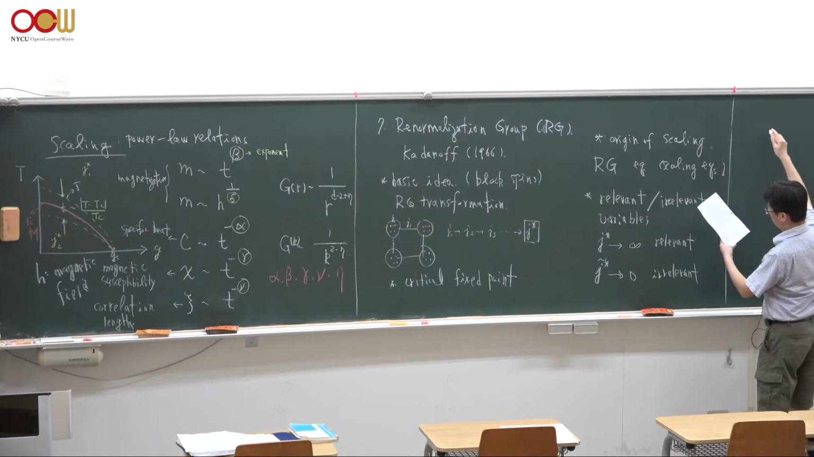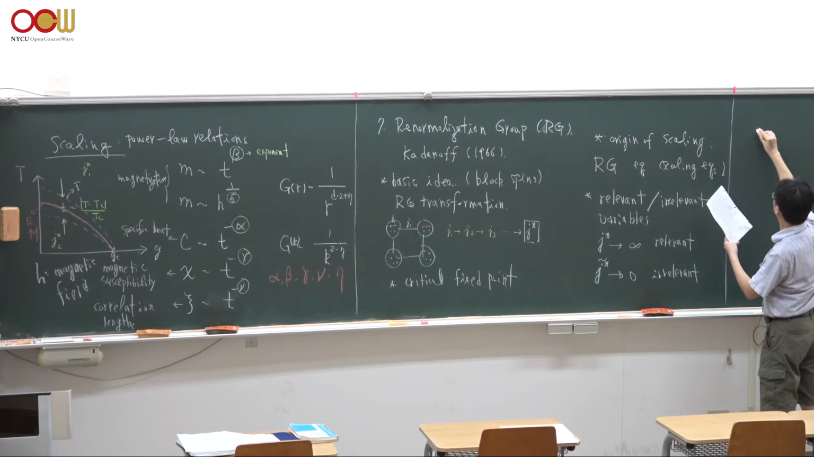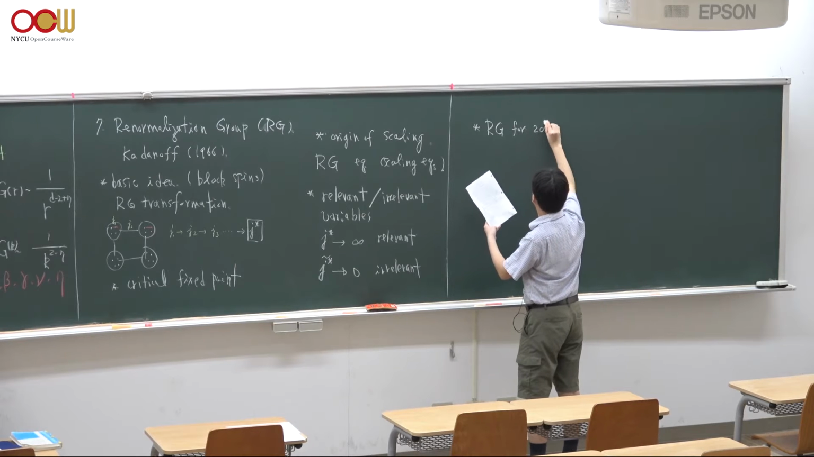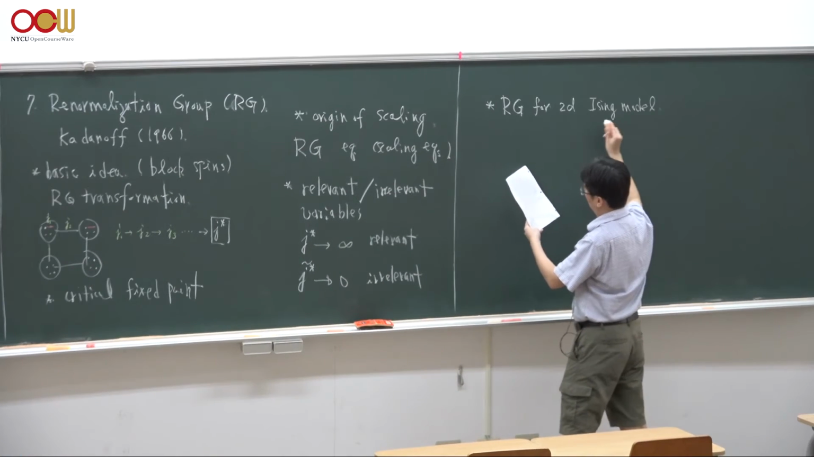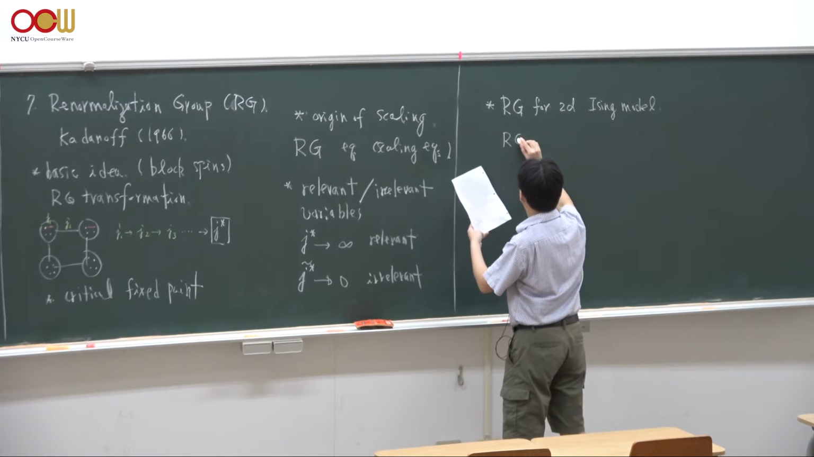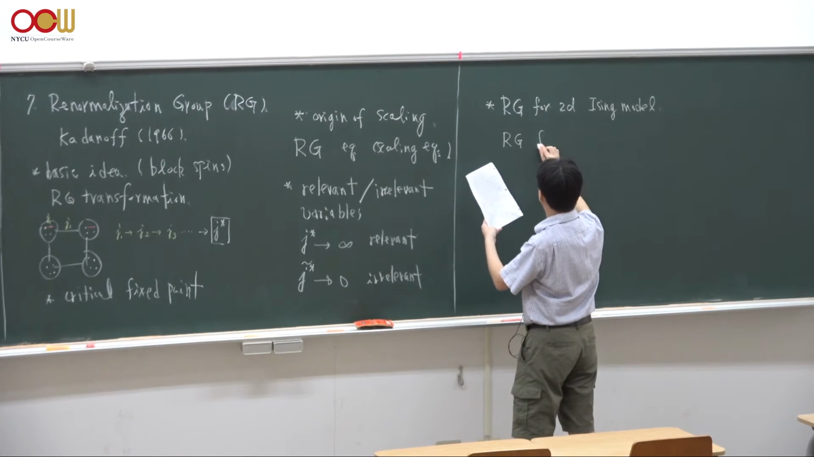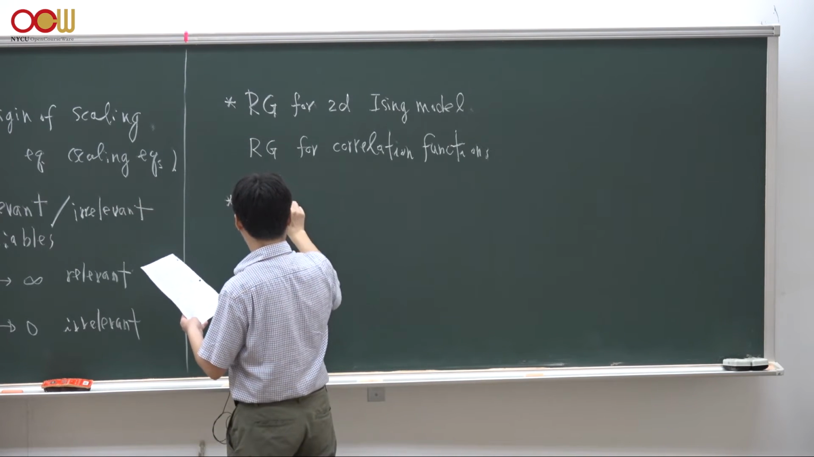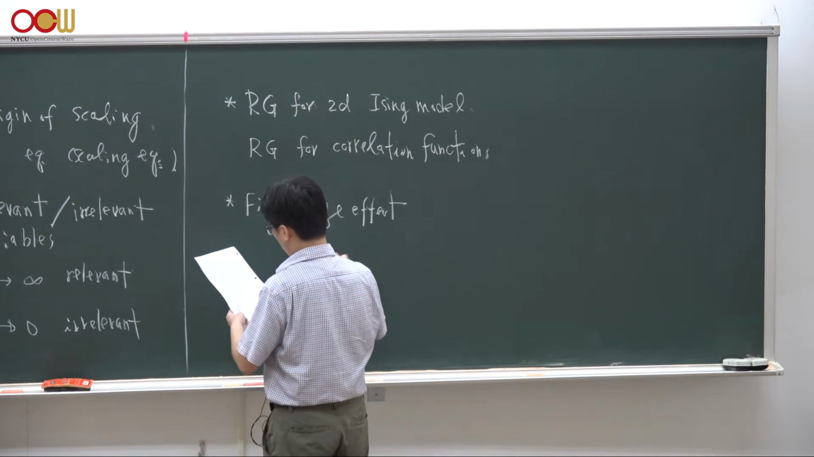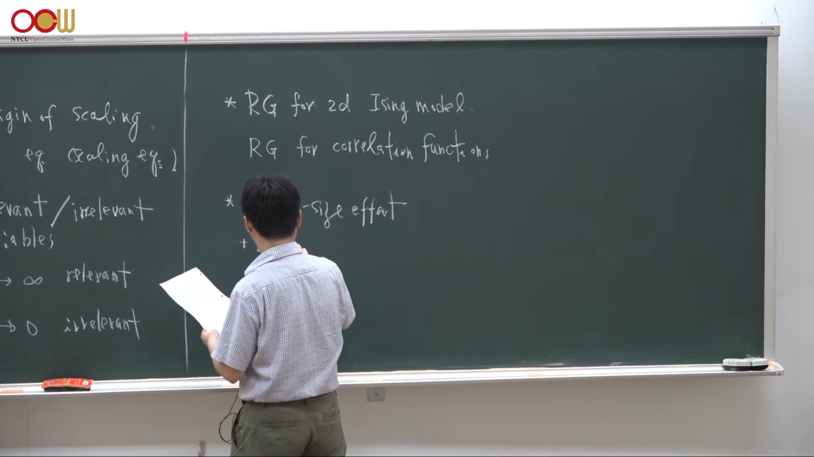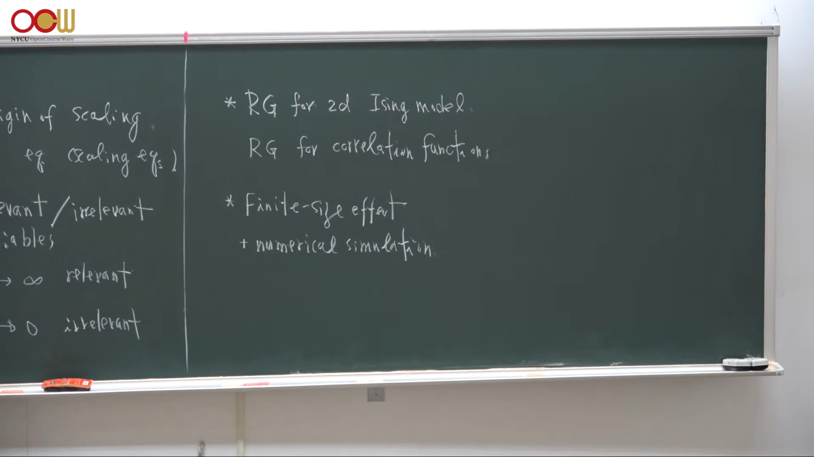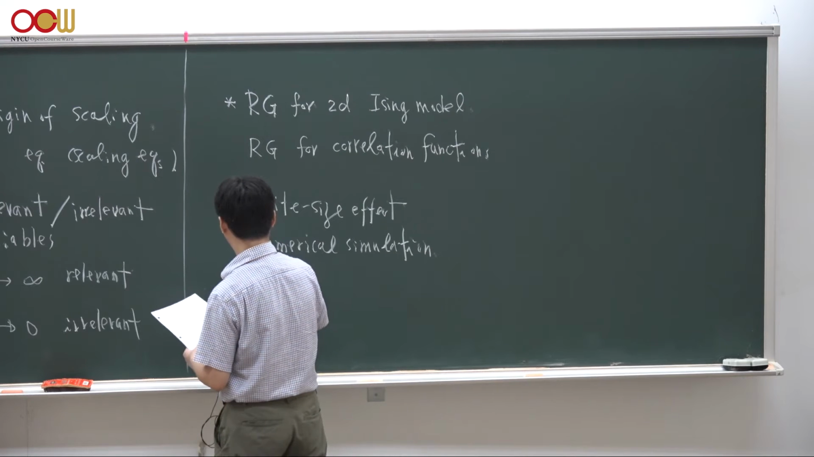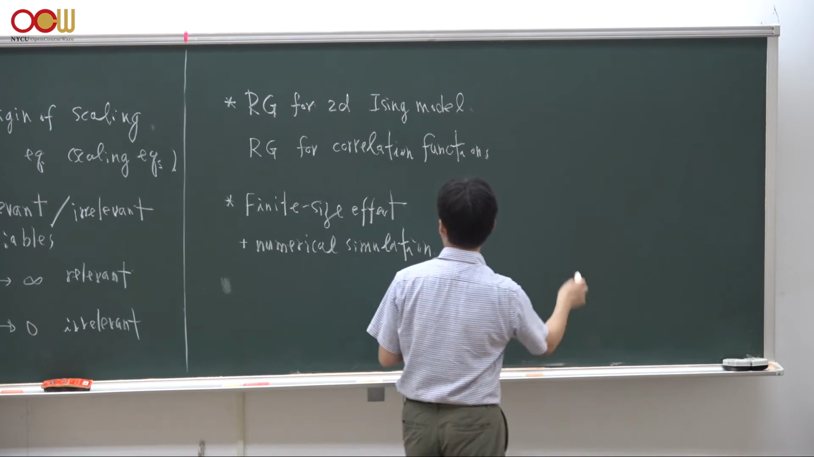Then we will come to the actual calculations, and we will apply this RG to a two-dimensional Ising model, and we could calculate these correlation functions for this 2D Ising model. Again, there's a finite size effect, and we should discuss this finite size effect and some numerical simulation issues. So that almost concludes this chapter, except now we should consider another example, which is the 2D XY model.